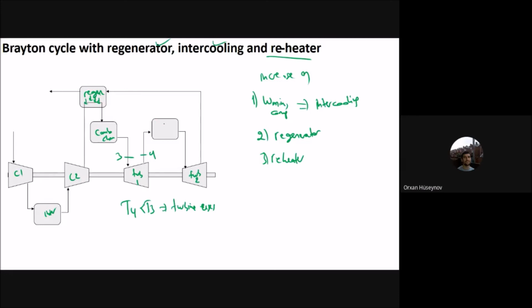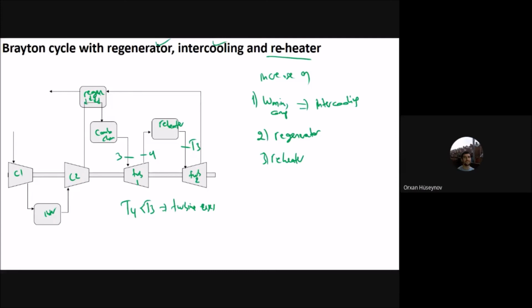And here you have the reheater, or you can say an additional combustion chamber. With this reheater, you are reheating the fluid from T4 back to the same temperature as T3. You get the same temperature back again. And then you use it in turbine 2, and you get more work output.